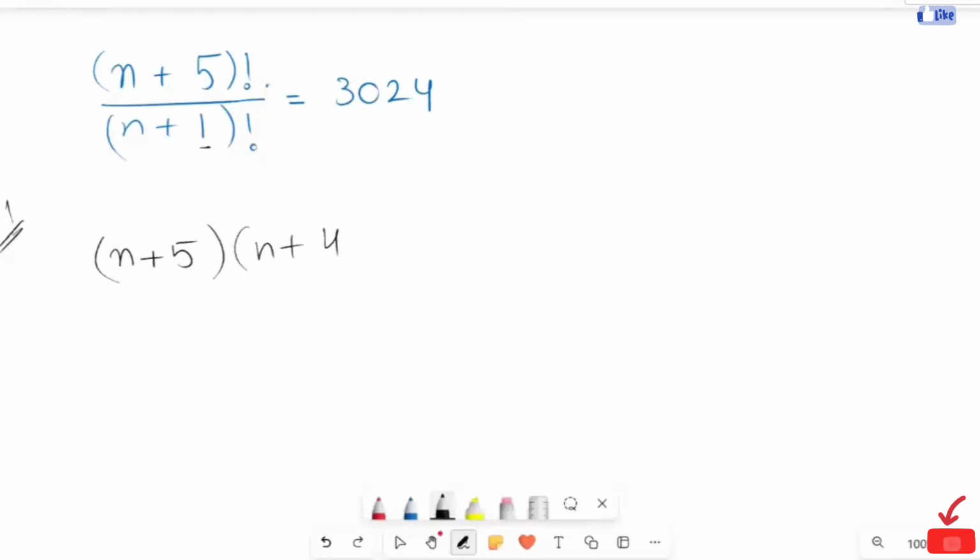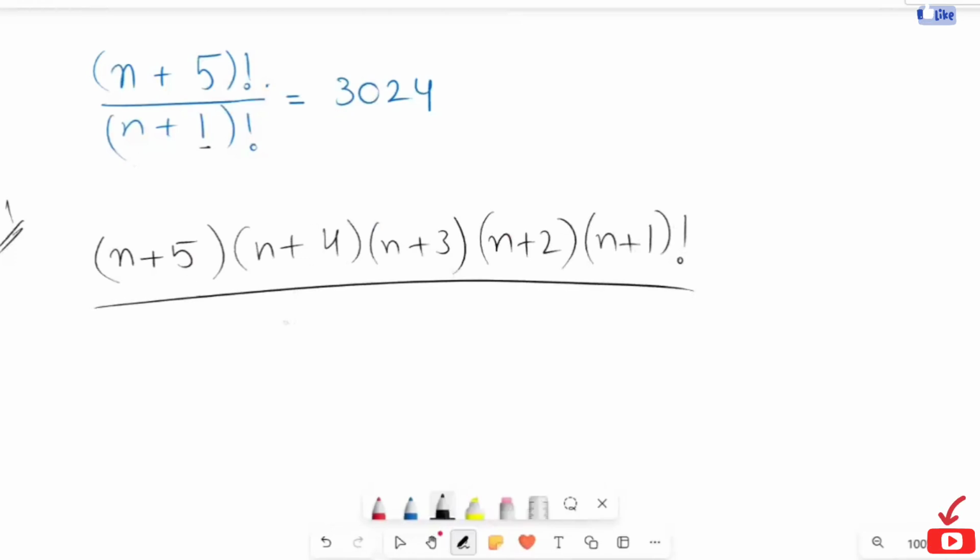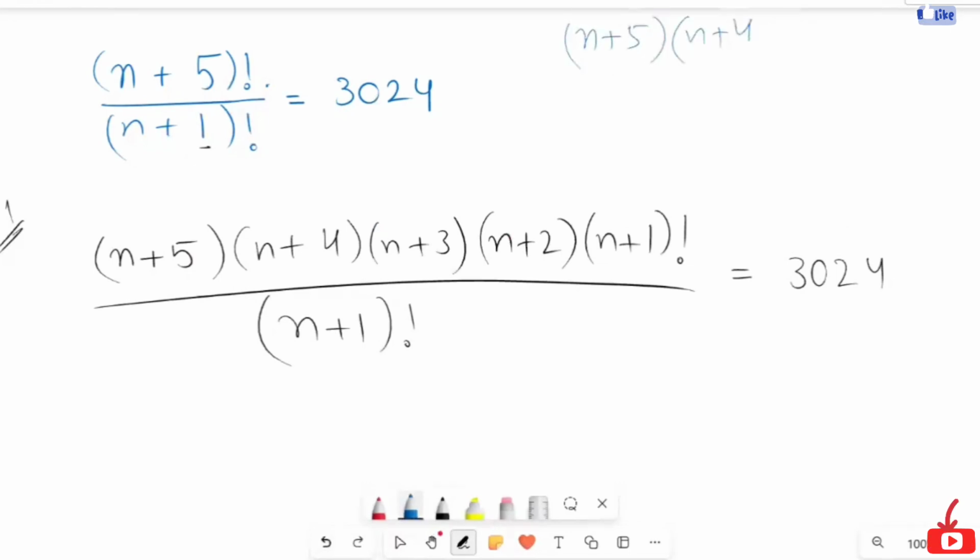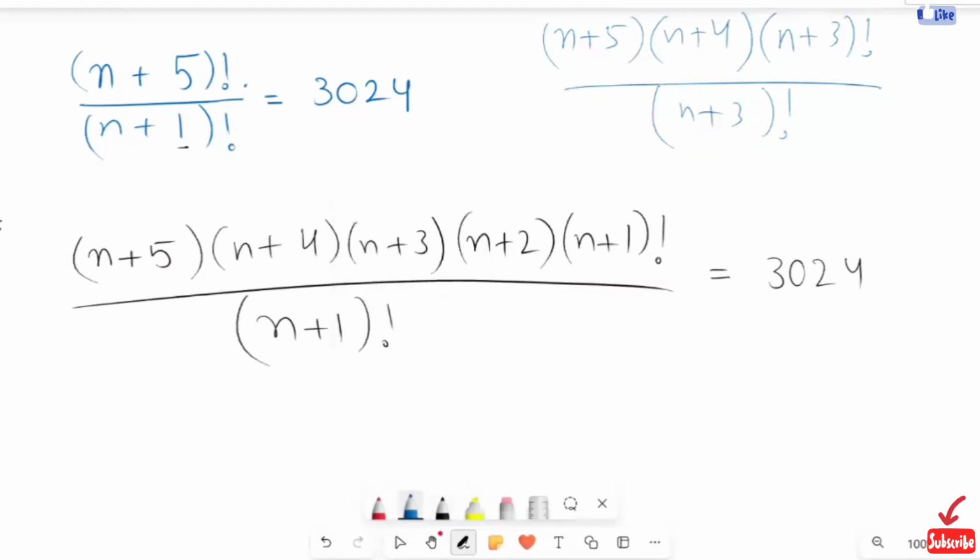So here n+5, n+4, n+3, n+2, and (n+1)! over our denominator (n+1)! is equal to 3024. Suppose our denominator is n+3, so we write it in this form: (n+4)(n+3)! over (n+3)!. Here I'm not going to write the factorial for n+3 because I end the numerator factorial at n+3, so the numerator and denominator cancel out. Here this and this get cancelled.